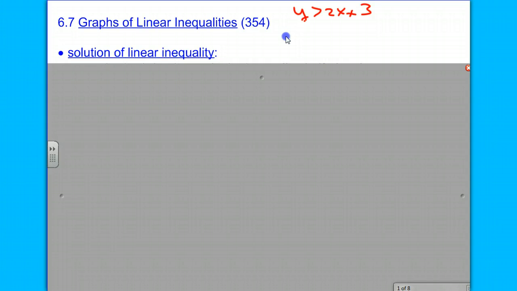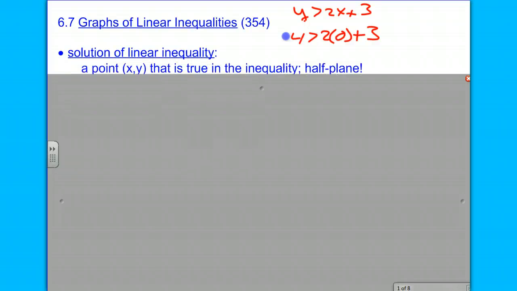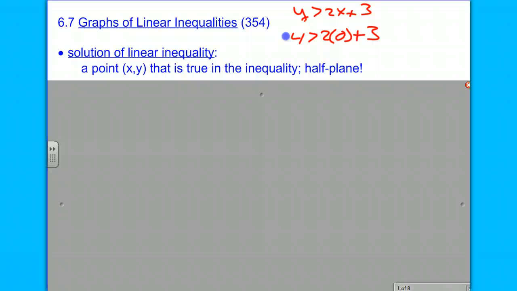So right now, if we plugged in, let's say we plugged in 0 for x, what could we call y? And the statement would be true. Lauren? 4. Does everyone see that? If we plugged in 0, 4, that point, then when we multiply and add, we have 4 is greater than 3, right? And so that point she just named, 0, 4, is a point that works in this inequality. And if it does, then you have a solution. Okay? So solutions are a point that makes an inequality true.